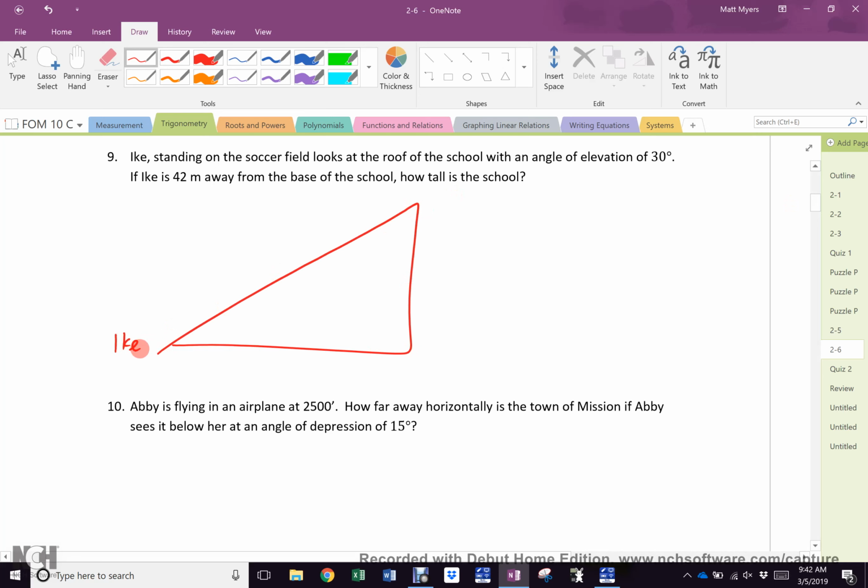There's Ike. Ike is looking up to the roof of the school with an angle of elevation of 30 degrees. Do we ever care about the right angle? Nope. So there's only two other angles. Which one is an angle of elevation? A or B? A. So there's my 30. Ike is 42 meters away from the base of the school. So is this 42 or is the bottom one 42? The bottom one, because he's away from the base. And now you have your triangle. Now you can do trig in 2 seconds, right?